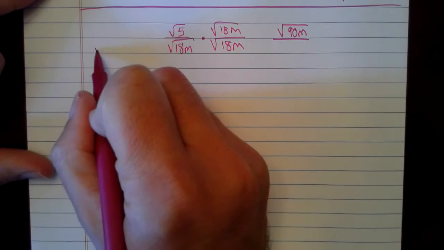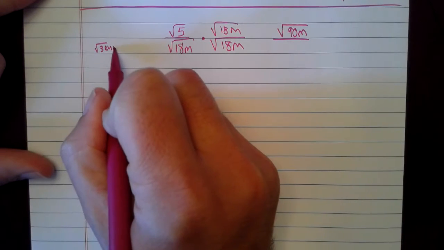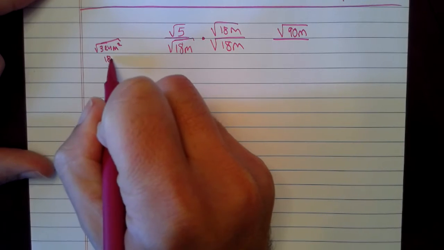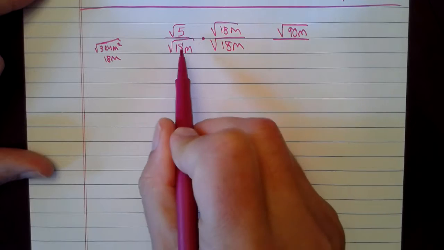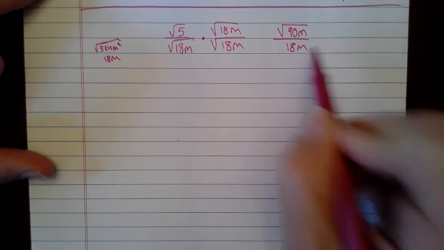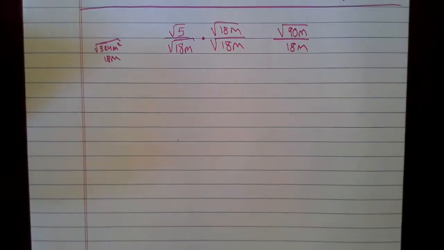I'll write that off to the side here. But this is a perfect square, it turns into 18m. So the shortcut is, if I'm multiplying two radicals that are exactly the same, it'll just turn into that. No radical sign though, okay?